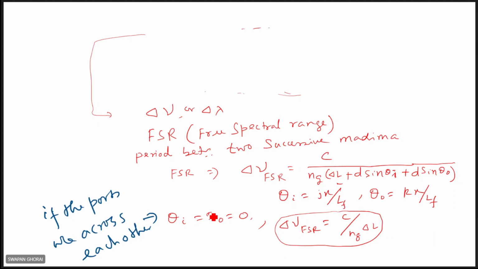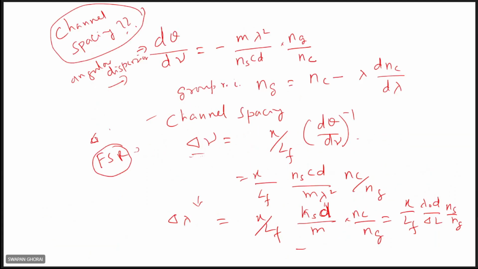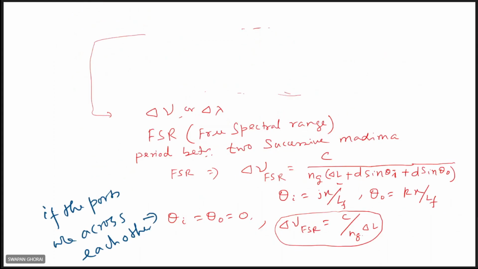If the two ports are across each other, then it will be simplified. Free spectral range will be c by Ng into delta, where Ng is the group refractive index, that is Nc minus lambda into dNc upon d lambda. So these are the important parameters for the arrayed waveguide. These things we have discussed last time, so I'm just giving a touch of it.